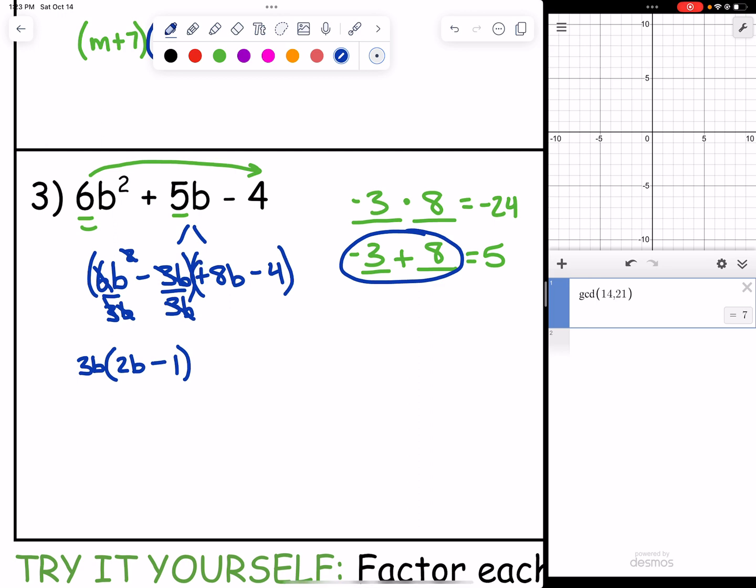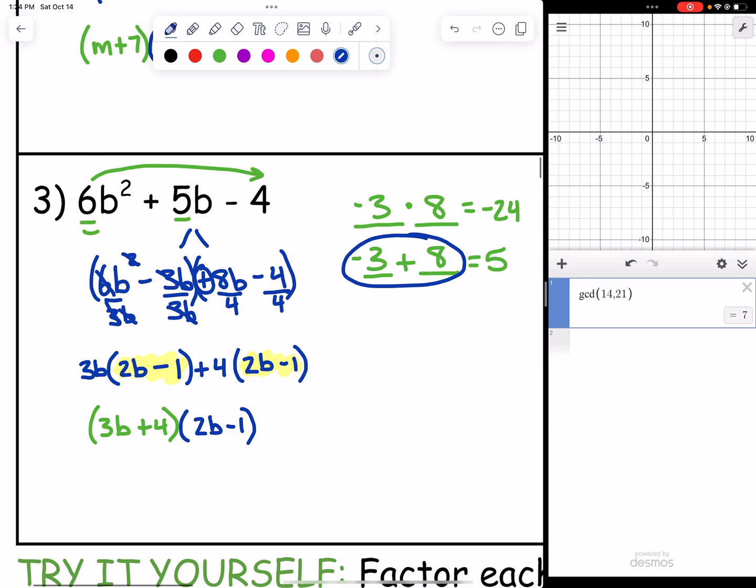The second group, we're going to take out a positive, and we can take out a 4 because that's our smallest number, and then it does divide evenly into 8. So take out the 4, and then we would have 2b minus 1 left over. Notice we do match. We always want to check on that. And then let's write the 3b plus 4 that we took out together. So 3b plus 4 goes together as one factor, and 2b minus 1 is our other factor. Okay, so that's it for number 3.